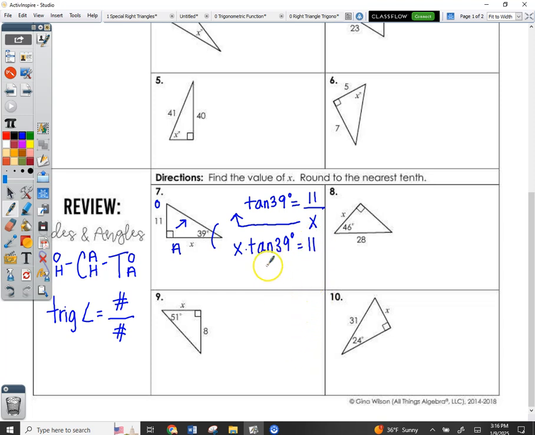Now, x is almost by itself in the right place. The only thing in the way is tan 39. If you will show your work, you won't have to write as much, because I can see, okay, it's attached here by multiplication, so the opposite would be division, tan 39. Now, whatever you do to one side, you have to do to the other. And now I can see exactly what to type in the calculator. You're going to type 11 divided by tan 39.